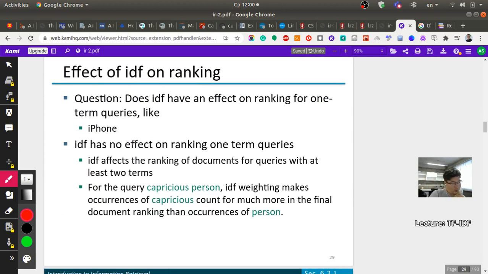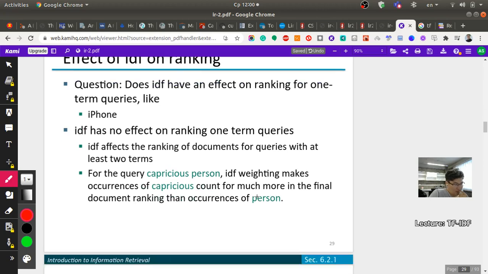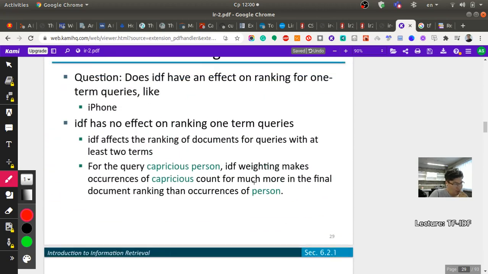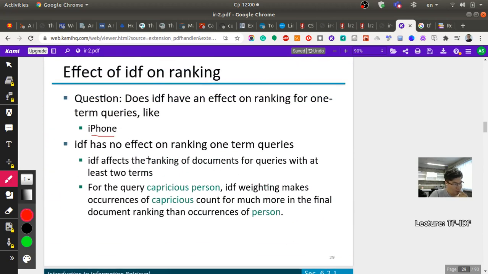IDF has no effect on ranking one-term queries. IDF affects the ranking of documents for queries with at least 2 terms. For the query Calpurnia spelling, IDF. Okay, so if you have a one-term query, you will not see any effect.